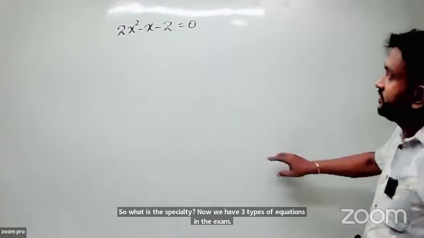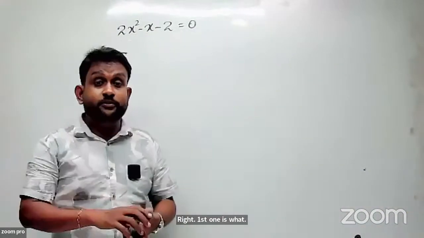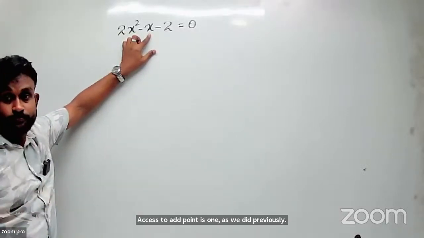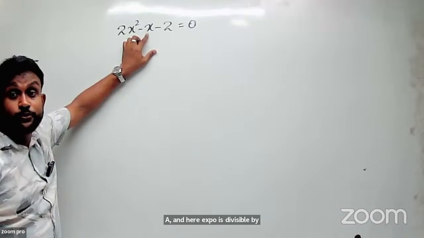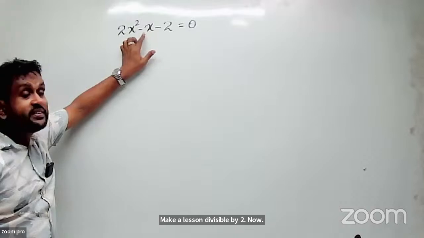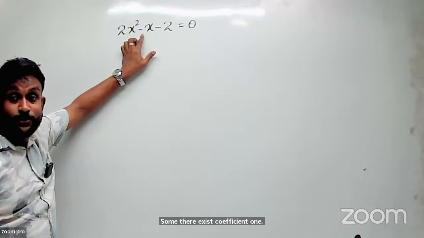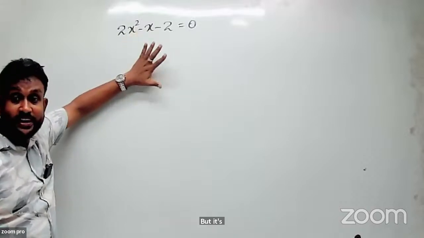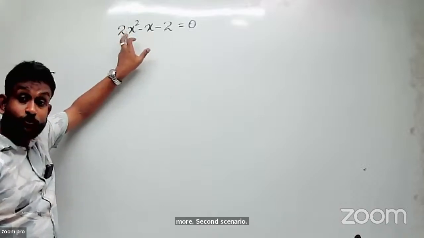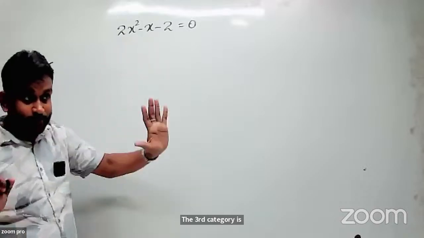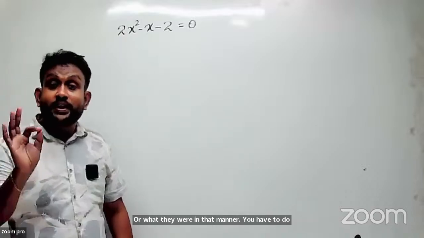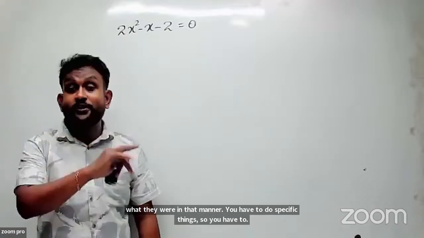X squared coefficient is 1, as we did previously, and here the x coefficient is divisible by 2. Next, x squared coefficient is 1, but the x coefficient is not divisible by 2, so it is in fraction mode. The third category is when the x squared coefficient is not 1, maybe 2, 3, or whatever. In that case, you have to do a specific thing: you have to make the x squared coefficient 1 first.